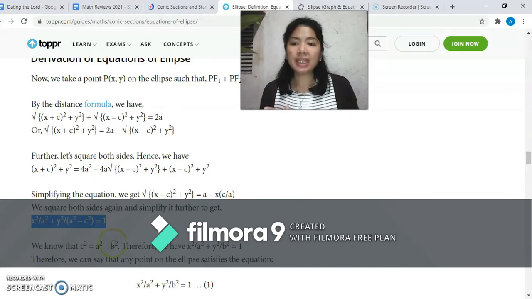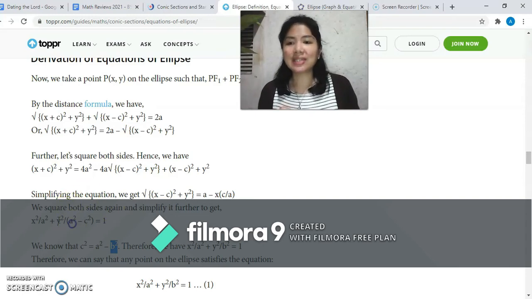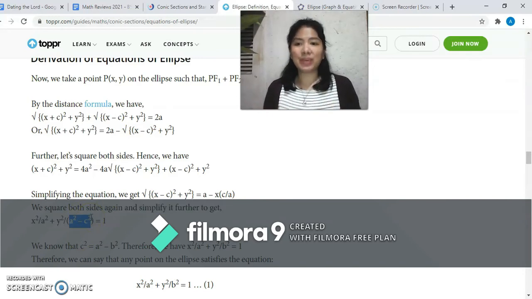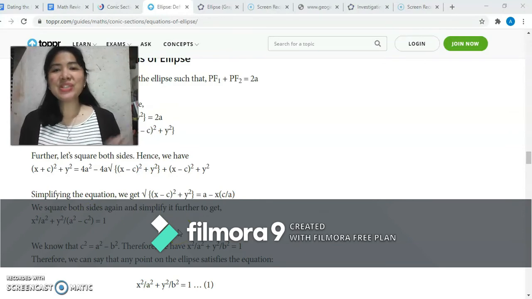So if you solve for b squared, it is simply b squared is equal to a squared minus c squared, and it is in this line. So we would just be substituting a squared minus c squared with b squared. And yes, we just arrived at our destination, the standard form of the equation of an ellipse, which is x squared over a squared plus y squared over b squared is equal to 1.